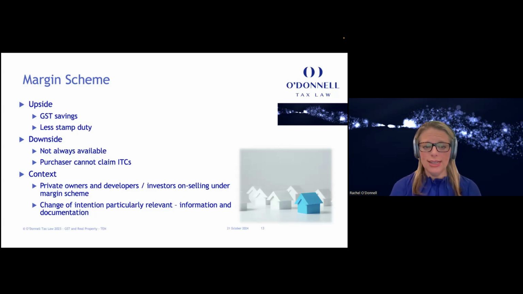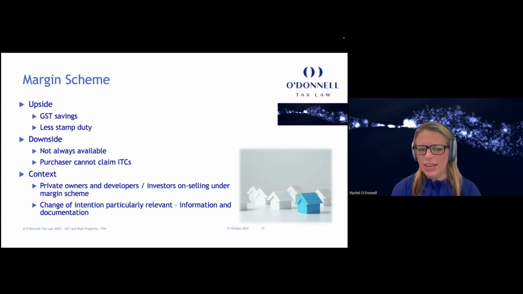The other context is where an ultimate purchaser is purchasing and wanting to live in it or rent the property out as residential premises. They're not going to be able to claim input tax credits anyway. So if they can't claim input tax credits and you can apply the margin scheme, then often the parties agree to apply the margin scheme.